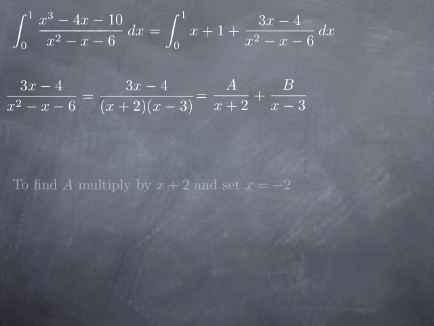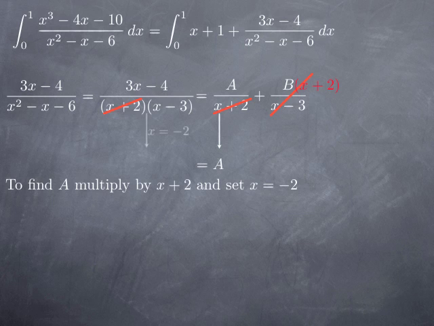Namely, to find a, we're going to multiply by x plus 2 and set x equal to negative 2 to make this x plus 2 zero. When we do that, x plus 2 cancels out on both sides, and the term with b, we have b times x plus 2, which is 0 when x is negative 2. Therefore this term cancels out. On the right hand side we only have a, and on the left hand side we have the value of what remains when x is negative 2, and that gives us negative 10 at the top and negative 5 at the bottom, in other words 2. Therefore a is 2.